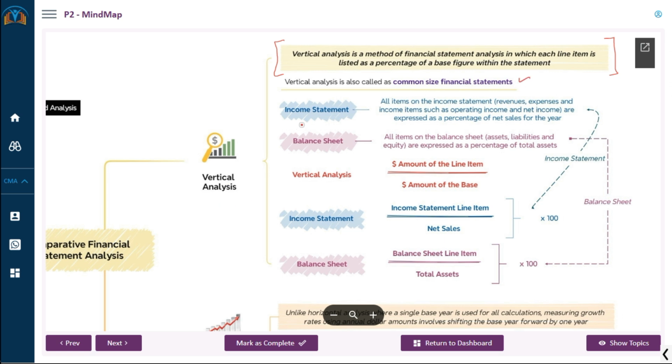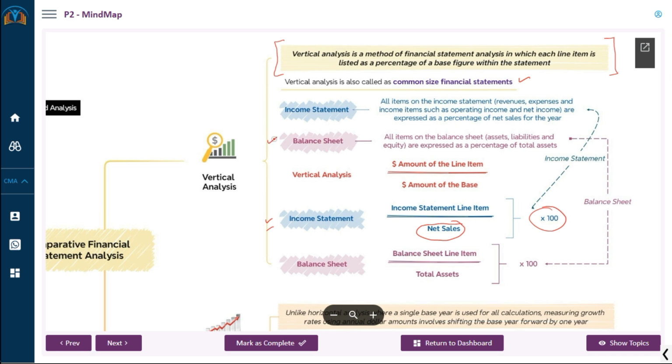The vertical analysis can be done for the income statement. It can also be done for the balance sheet. If the income statement is given and we have to analyze it through vertical analysis, we take all items on the income statement, revenues, expenses, and income such as operating income and net income, and express them as a percentage of the net sales for the year. So we take the income statement line item, divide by the net sales, and multiply by 100. This way we can analyze the income statement through vertical analysis.